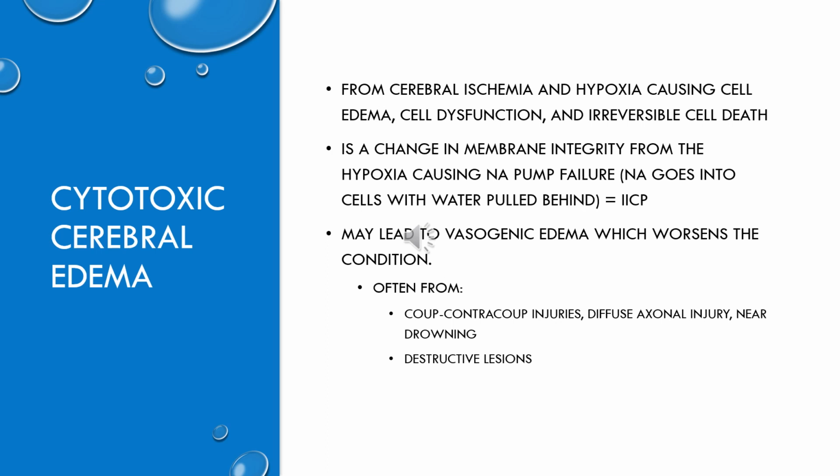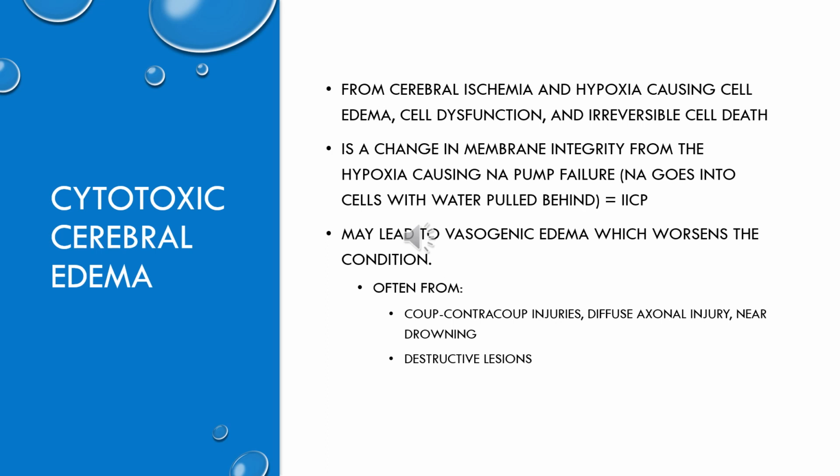And when that transport of the ions occurs, the brain is quickly depleted of available oxygen, glucose, and glycogen, and it converts to an anaerobic type of metabolism. And these may lead to vasogenic edema, which we talked about on the previous slide, which then worsens the condition.